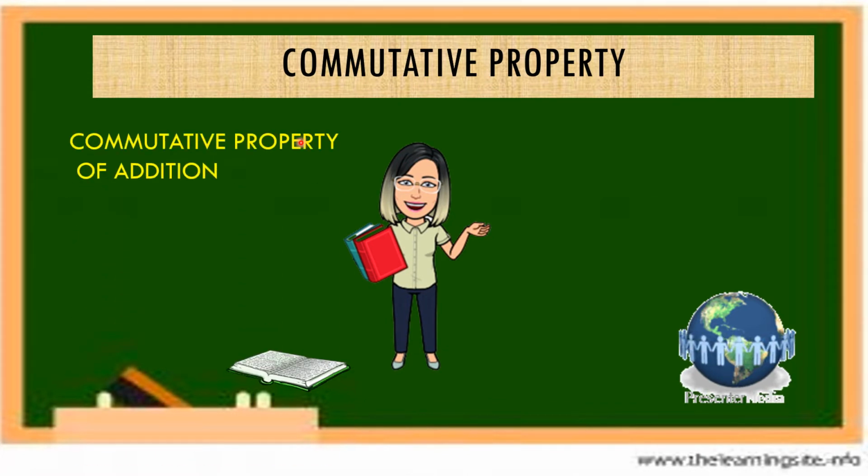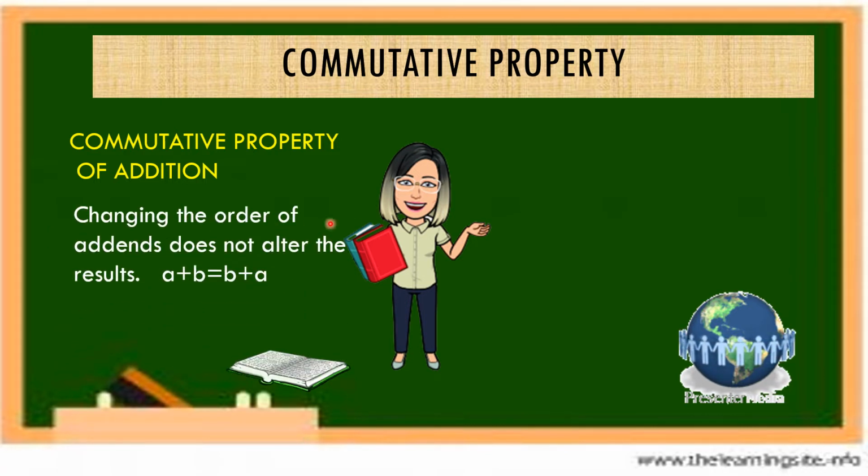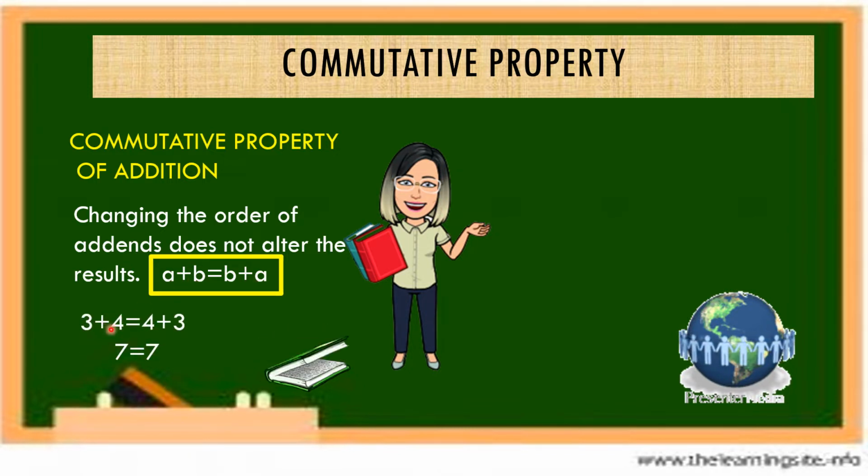Commutative property. Commutative property of addition. Changing the order of the addends does not alter the result. Anong ibig sabihin nito? Meron tayong dalawang numero. Pinagpalit natin ng pwesto. A plus B, naging B plus A. Nabaliktad ang pwesto. Kapag nabaliktad ang pwesto, nababago ba ang resulta? Tingnan natin. 3 plus 4 ay 7. 4 plus 3 is 7. Kahit na mabaliktad ang pwesto, hindi pa rin magbabago ang sagot.